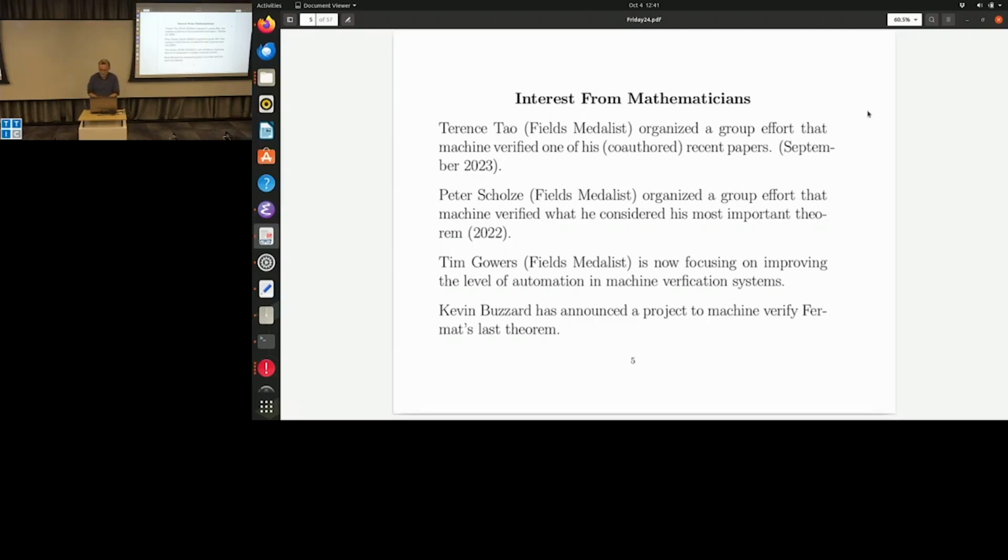Tim Gowers, who's also a Fields medalist, is now focusing as one of his main enterprises on improving the level of automation in these machine verification systems. Kevin Buzzard works in number theory, relating number theory to representation theory, which is how Fermat's Last Theorem is proved. Not that I know much about that. But he's announced a project to try to machine verify Fermat's Last Theorem. And apparently this is a monumental task.